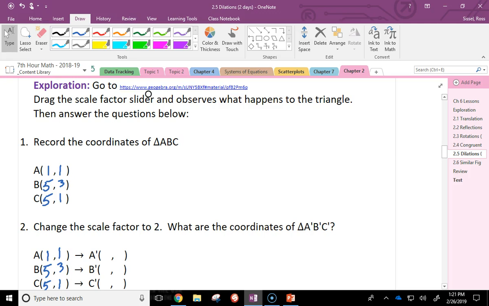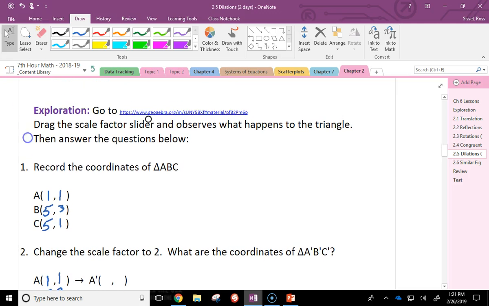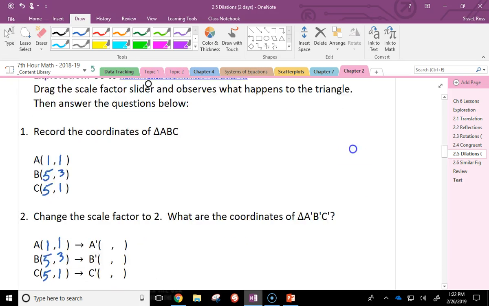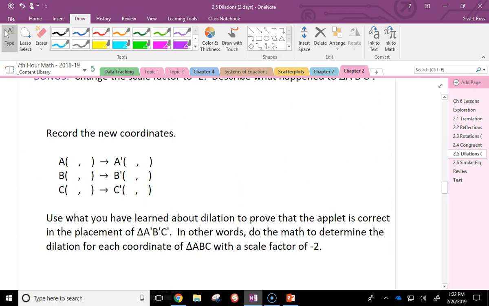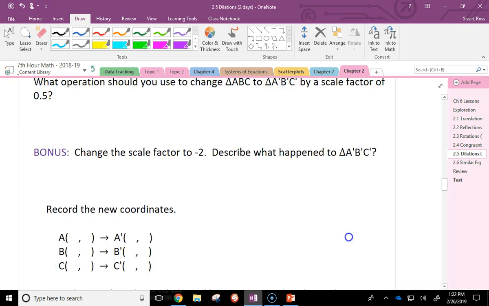So, I'm going to give you about 10 minutes to work on this. You need to open up your OneNote. You go to 2.5 Dilations, and if you scroll down to the exploration, here is the website link. You'll be able to click on it. Then I want you to work and answer 1 all the way through the bonus, so the 2 pages in your notebook, 2.5, both sides.